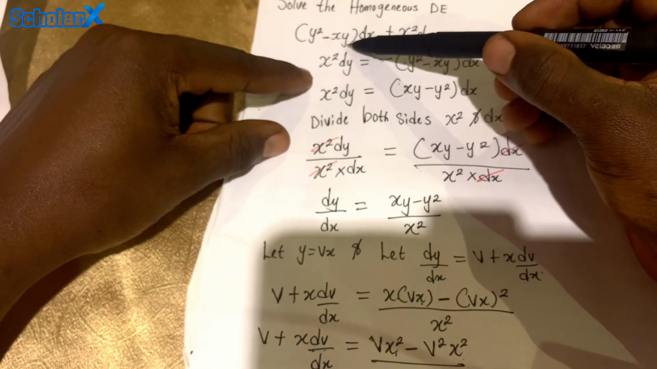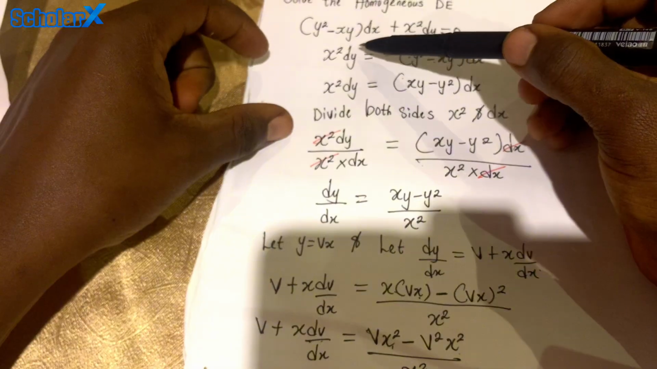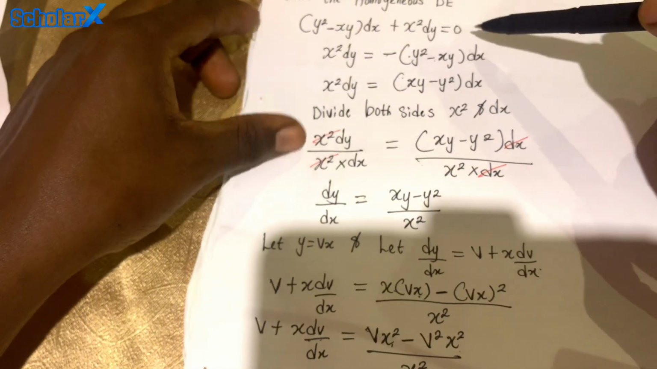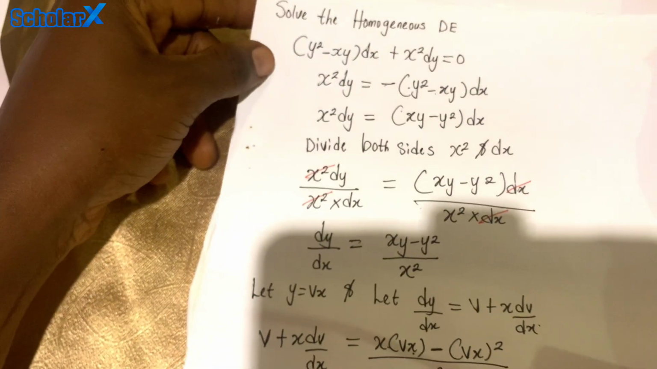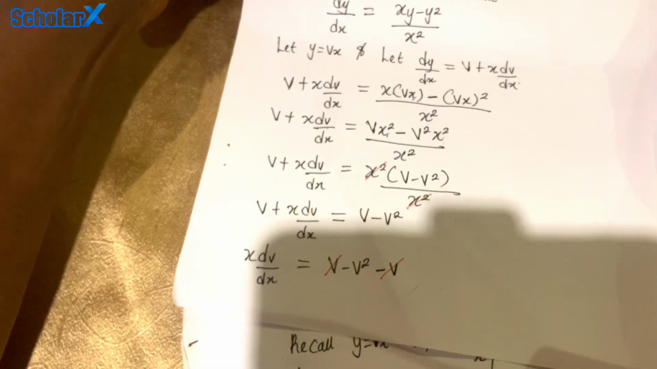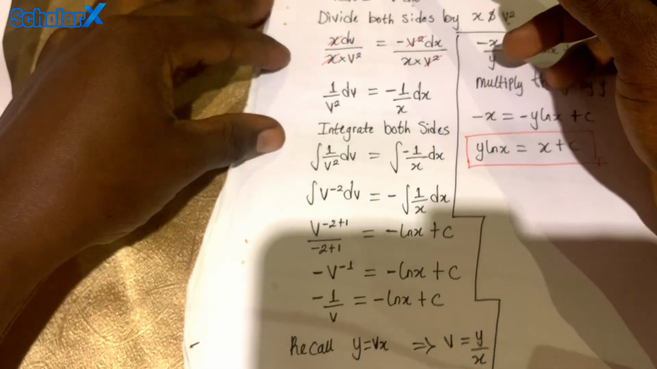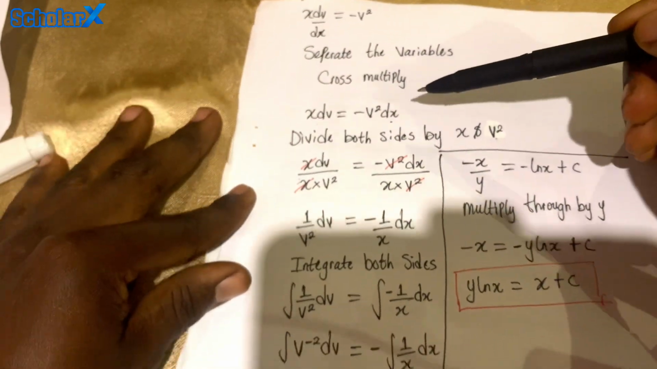the homogeneous differential equation y squared minus xy, in brackets, dx plus x squared dy is equal to 0. So this is the whole process. We started from there, and then we came here and did this.